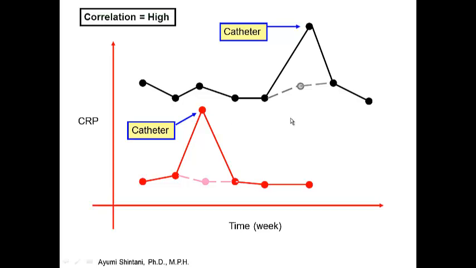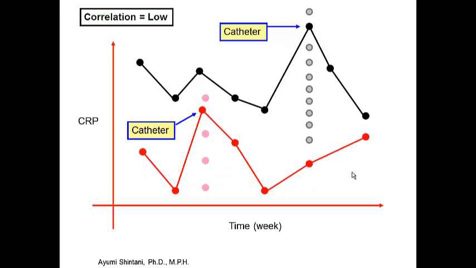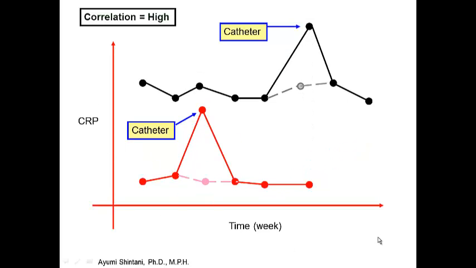By looking at this data, what do you think? Do you think the catheter has an association with inflammation? Probably yes. And how about this data? Black is measurement within a patient, and red is measurement within another patient. This point is the day this patient used a catheter, and this is the day the other patient used a catheter. Do you think the catheter has the effect of increasing inflammation level? Probably not.